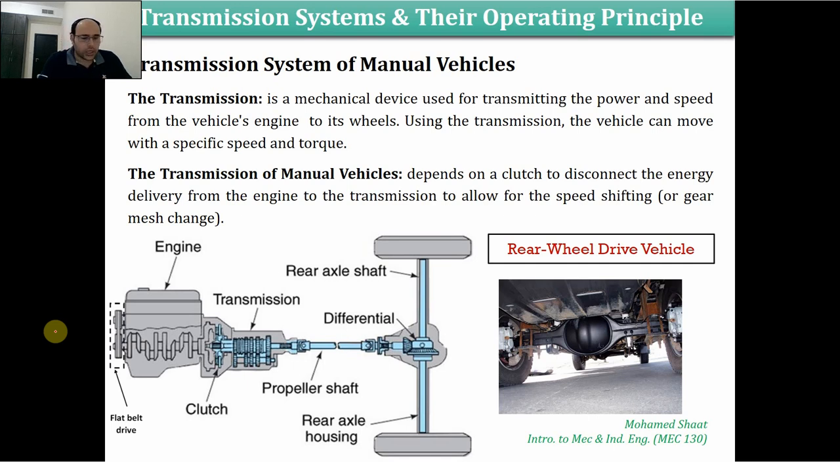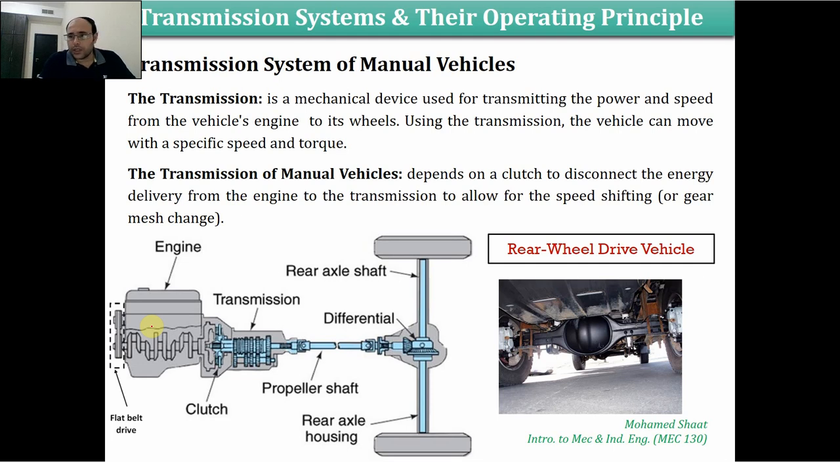In general in automotive applications, we could have a front wheel drive vehicle, a rear wheel drive vehicle, or a 4x4 vehicle. 4x4 means that the power that comes from the engine goes directly to the four wheels of the car. So we say that this vehicle is 4x4.